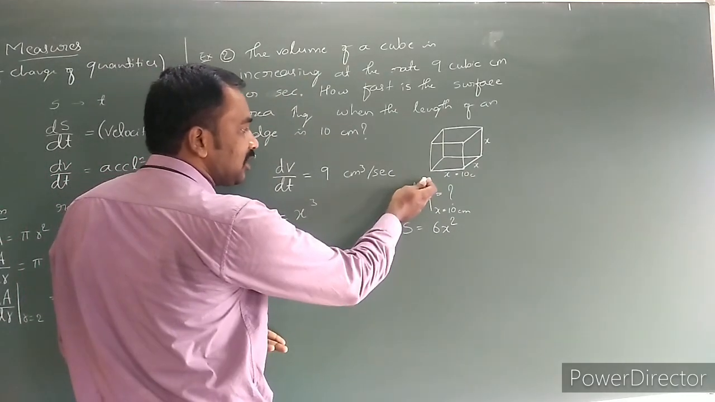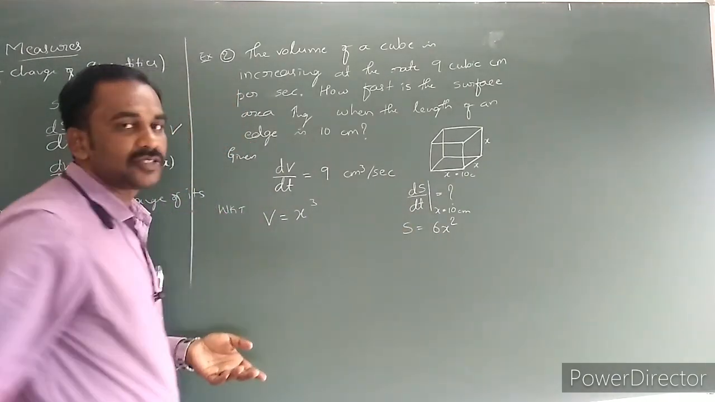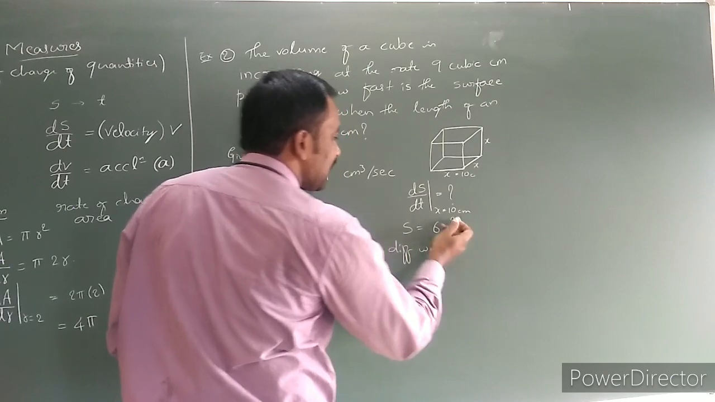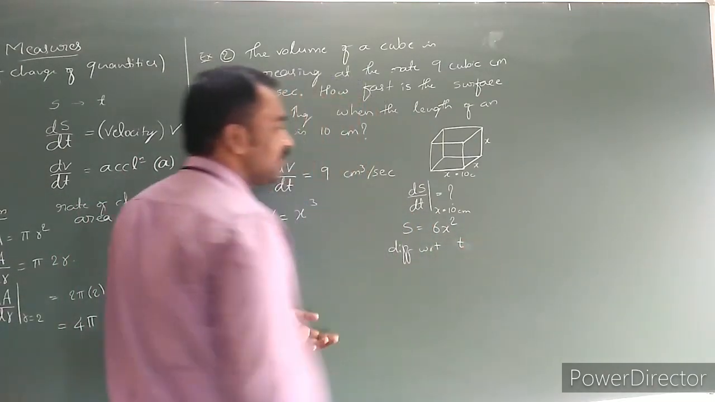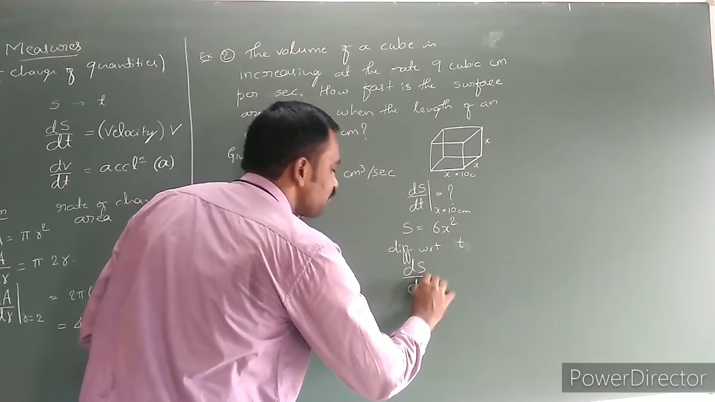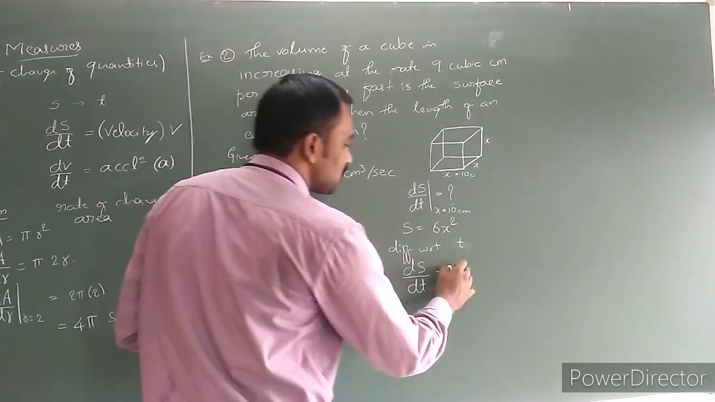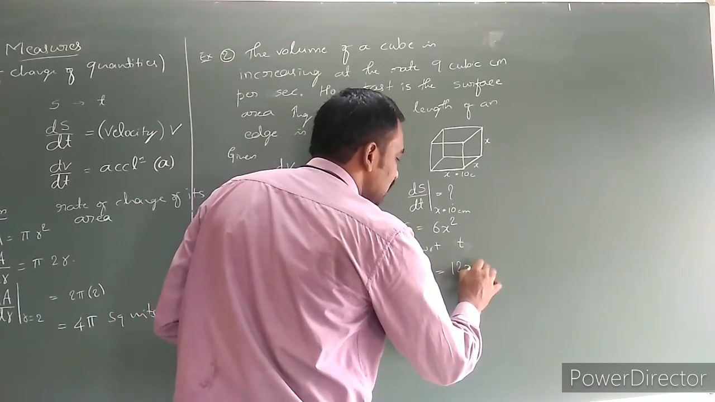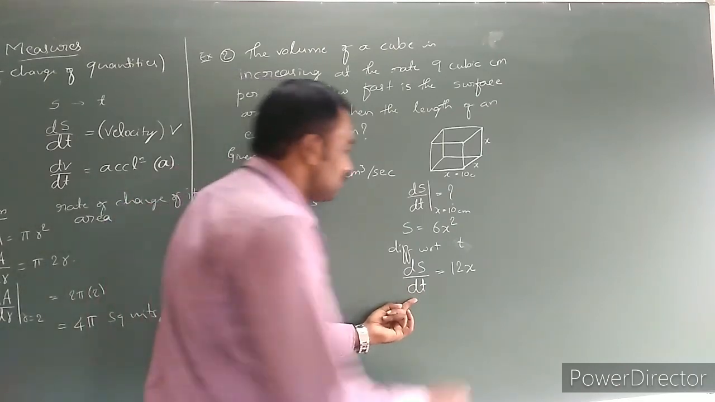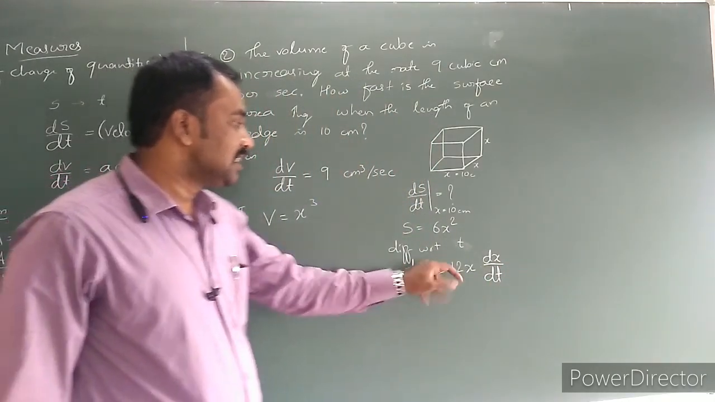Now we need to find the rate of change of surface area, given x. If I differentiate this with respect to what? Differentiating with respect to x or with respect to time? Here it is with respect to time, because they are asking with respect to time. So dS by dt is equal to 6, the coefficient as it is. The derivative of x squared is 2x. 2 into 6 is 12 times x. But since we are differentiating with respect to time, we also write dx by dt. Why is it dx by dt?